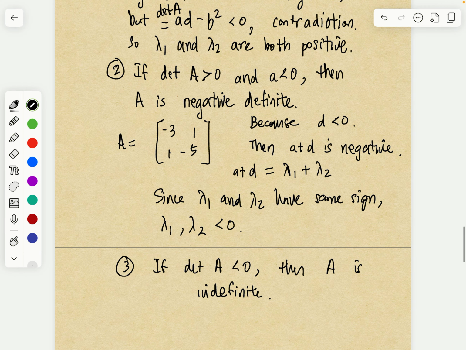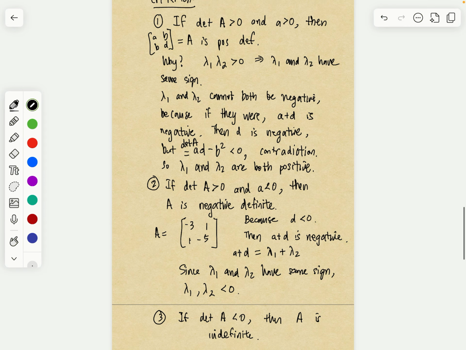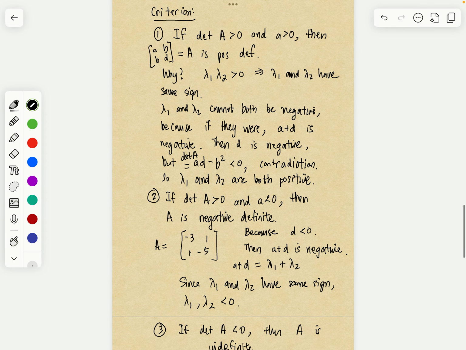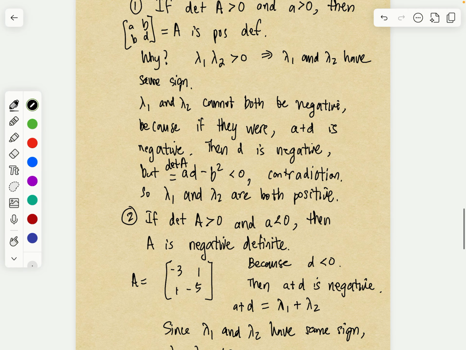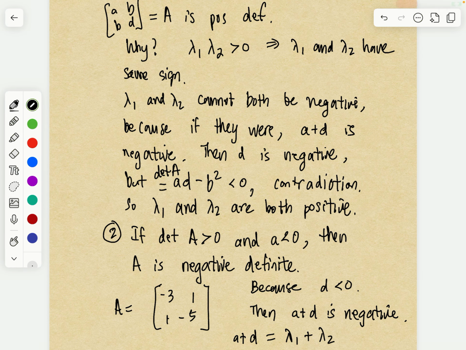So this is a handy criterion for positive definite matrices. It's a quick way to tell if a matrix is positive definite, negative definite, or indefinite without having to actually calculate the eigenvalues. Okay, I have to go.